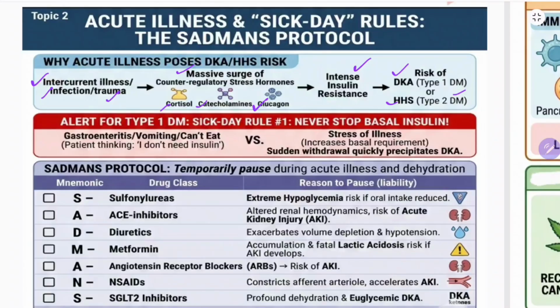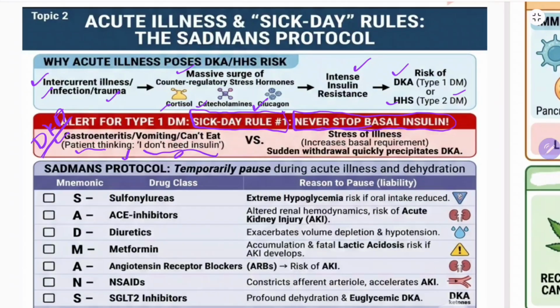Okay, so sick day rule number 1, an alert for the type 1 diabetes patient: never stop basal insulin. This is a very important point. Never stop basal insulin even if the patient is not taking food. For example, the patient has gastroenteritis, vomiting, can't eat, and thinks I will not take insulin, I don't need insulin. That is a dangerous thing. That can precipitate diabetic ketoacidosis if the patient stops basal insulin.